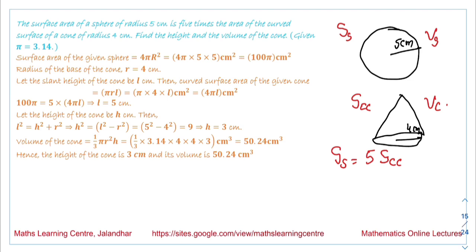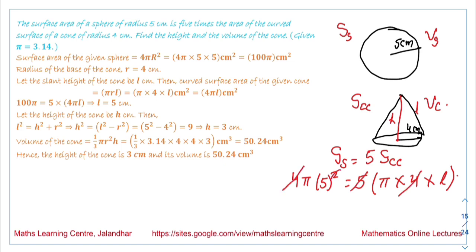We have to find the height and volume of the cone. Suppose the height of this cone is h and the slant height is L. The surface area of the sphere, 4 pi r square, is equal to 5 times the curved surface area of this cone, and we know the formula for the curved surface area of the cone is pi into r into L.